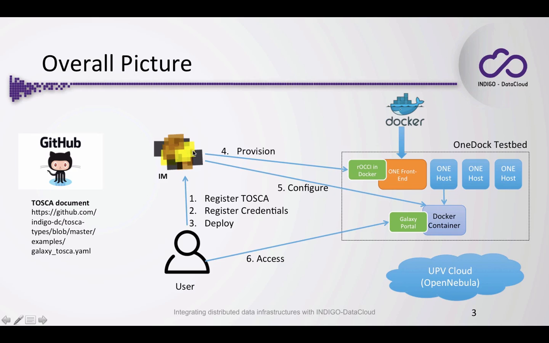And notice that the communication from the IM to the OneDock testbed is made via this OCCI component, which is going to be running as a Docker container itself in the OpenNebula frontend. This OneDock testbed will be composed of one OpenNebula frontend and 3 OpenNebula hosts. And finally, once you have the Docker container customized with the Galaxy application, then the user will access the Galaxy portal using a web interface. So this is basically the overall picture.